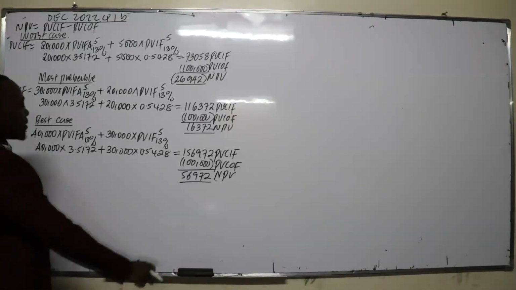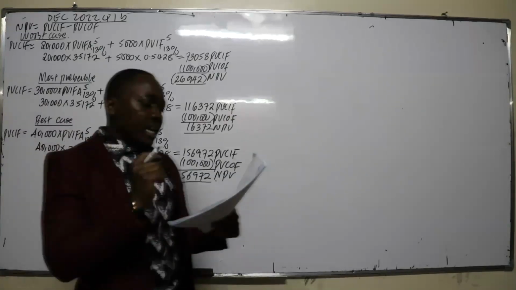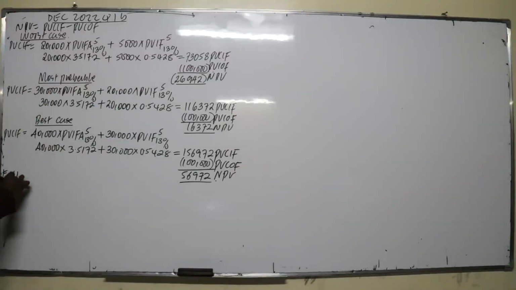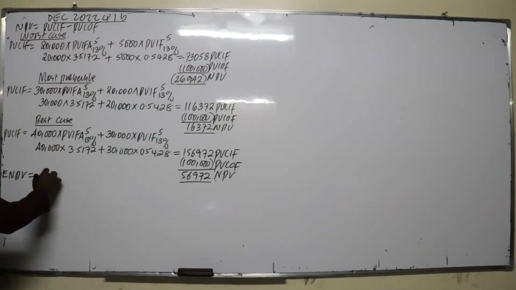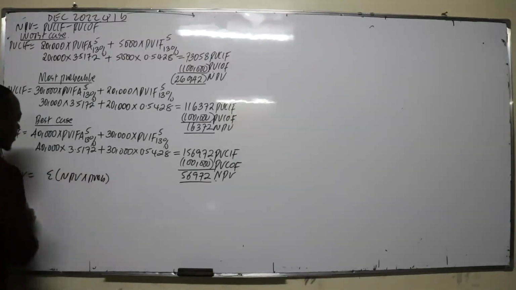The net present value at base case scenario is 56. Now the question was, you determine the expected NPV. So how do we get the expected NPV? To get the expected NPV, you take the summation of NPVs times the probability of occurrence.